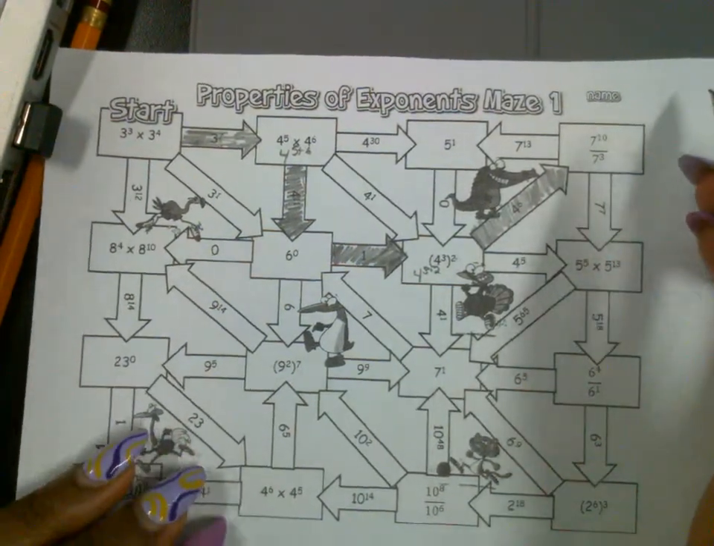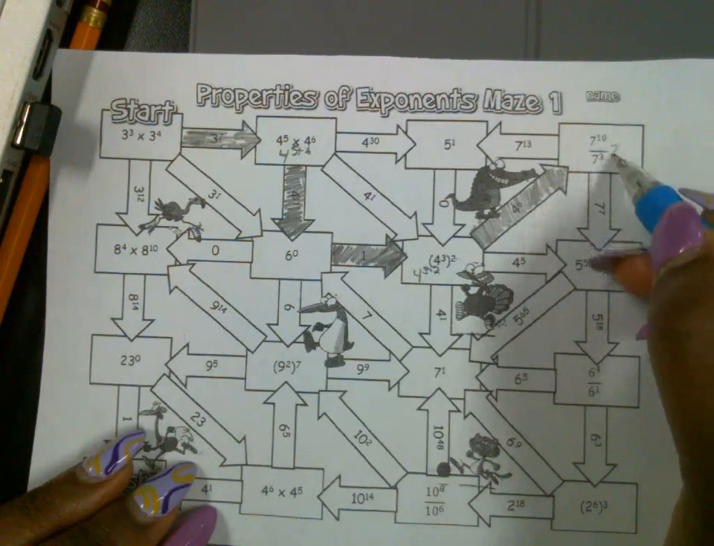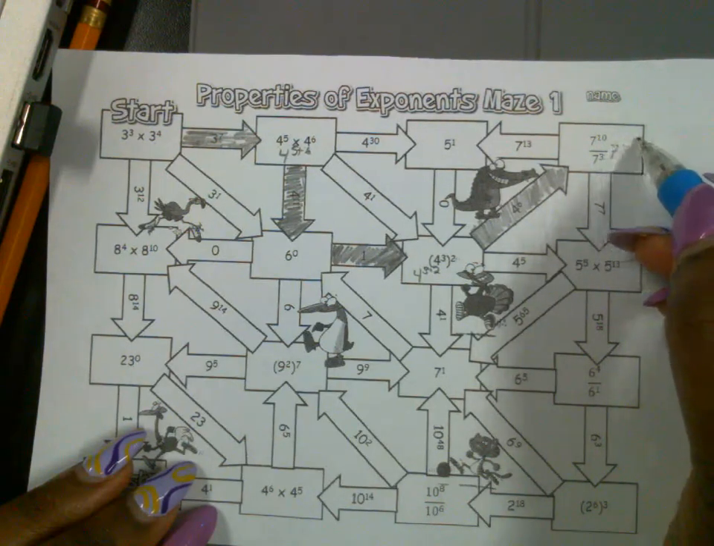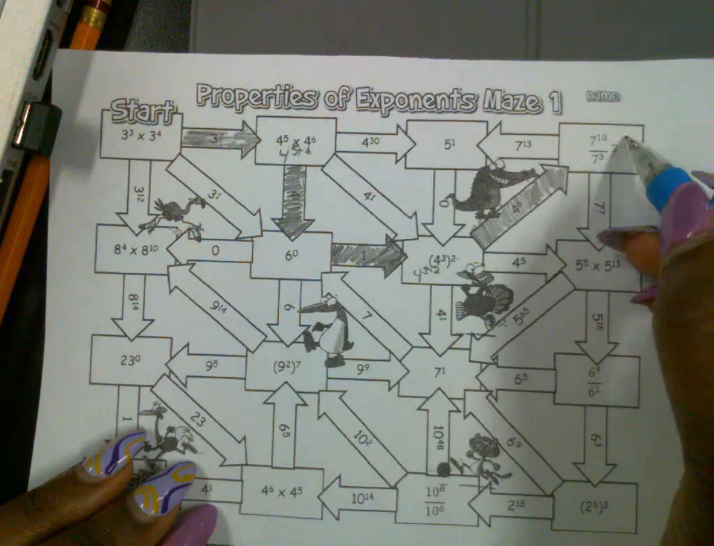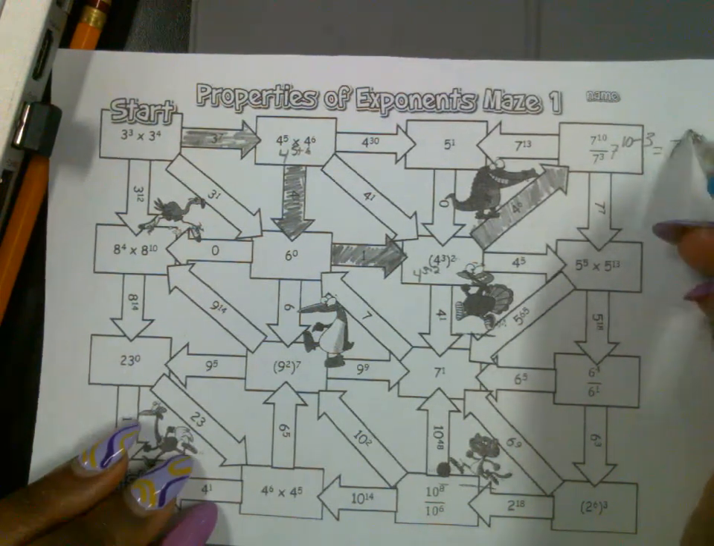Now we're dividing. What are we going to do with the exponents here? Subtract. So this is what minus what? 10 minus 3. What's 10 minus 3? It's 7.